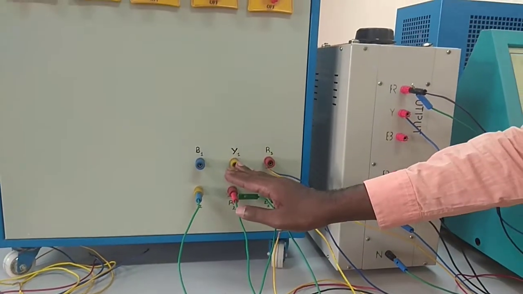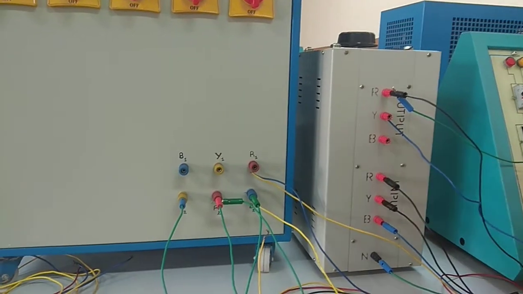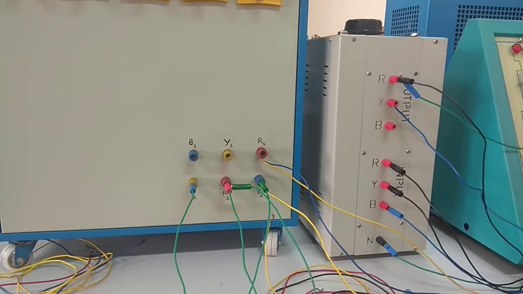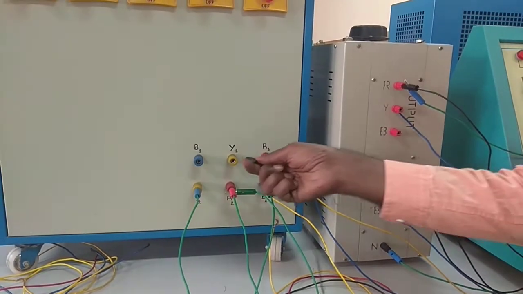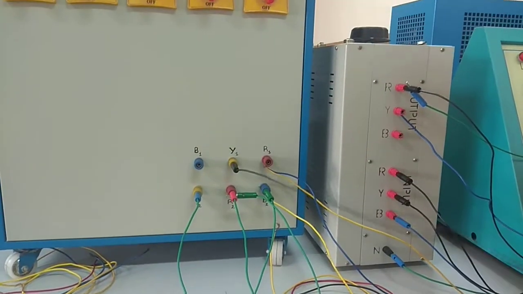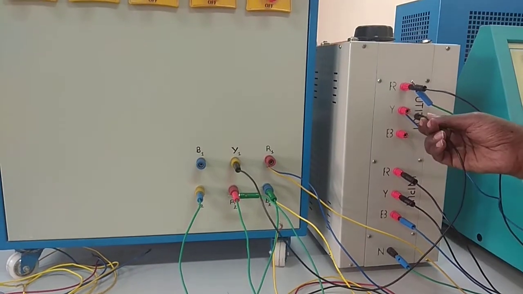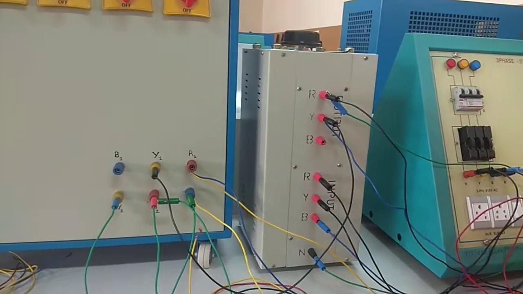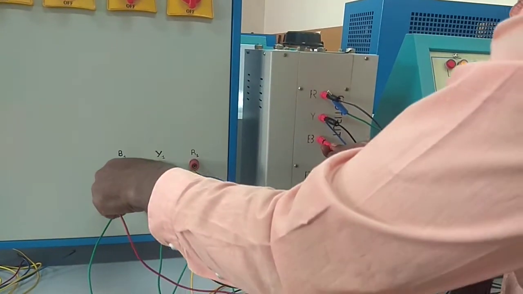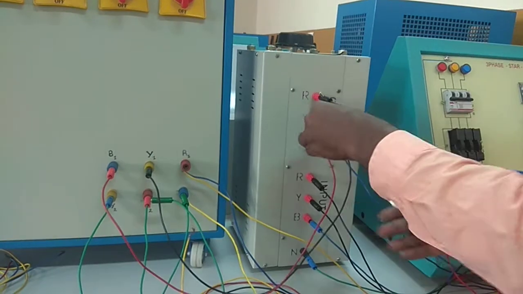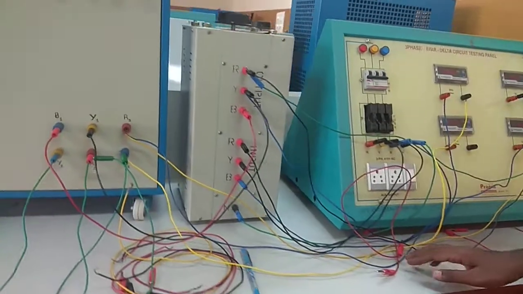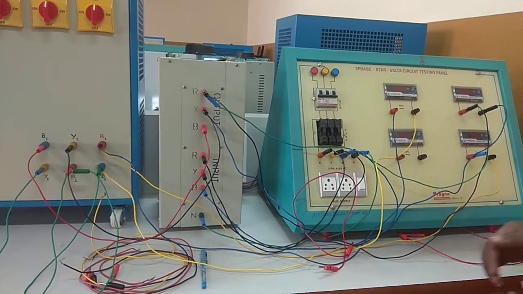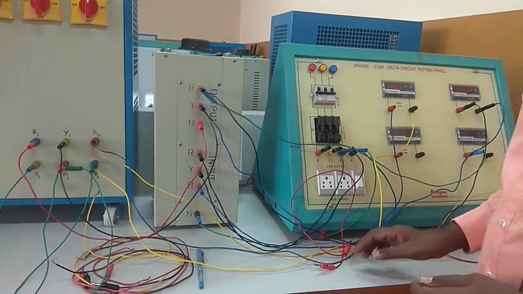Next, remaining the line terminals you have to connect it to the supply here. So you connect Y1 to Y and B1 to B. So this is the set of connections for you to measure the relation between VL and V phase of a star connected system. So now I will be switching on the supply.